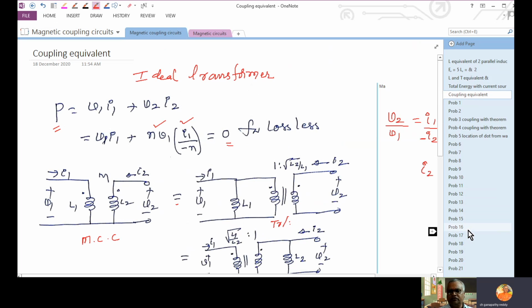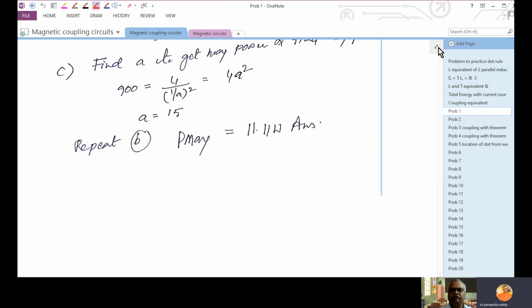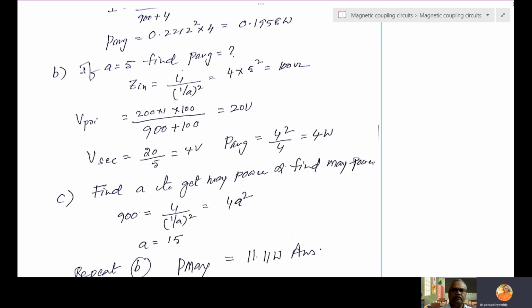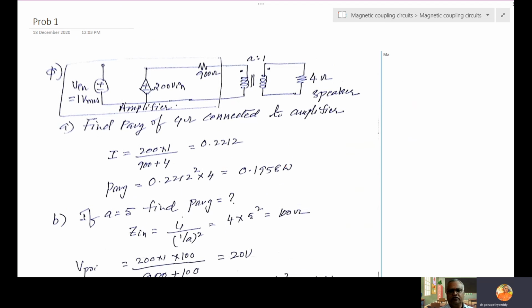Now there are nearly 21 problems. Let me explain all these problems one by one. All are not possible today. Some problems today, and the remaining next class. So here is the problem.